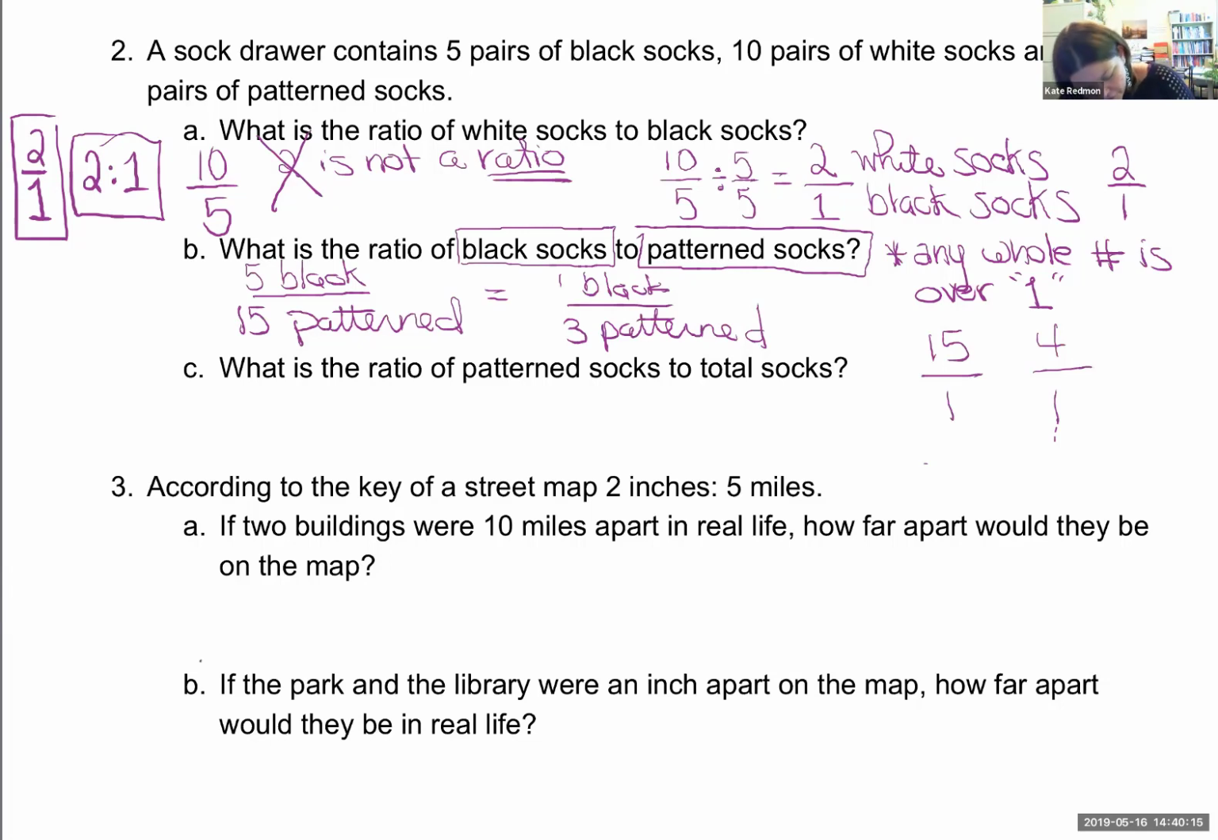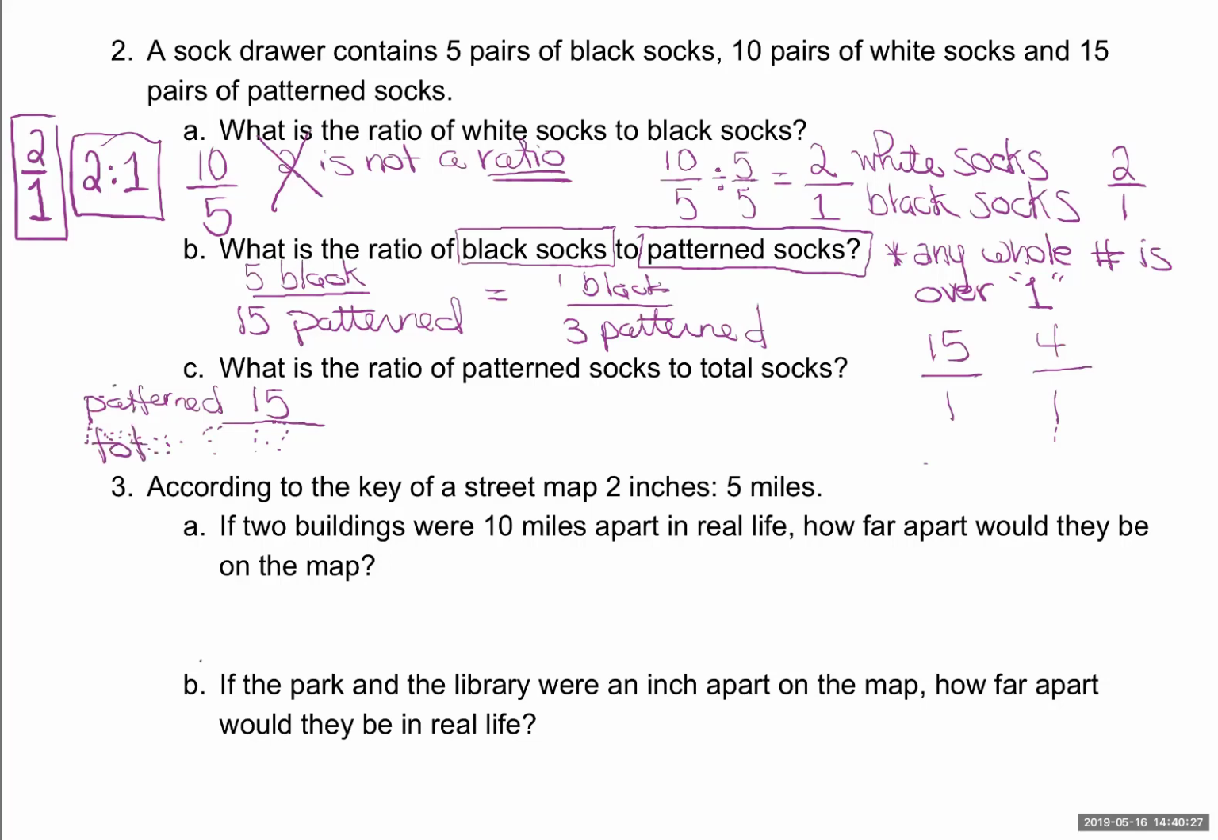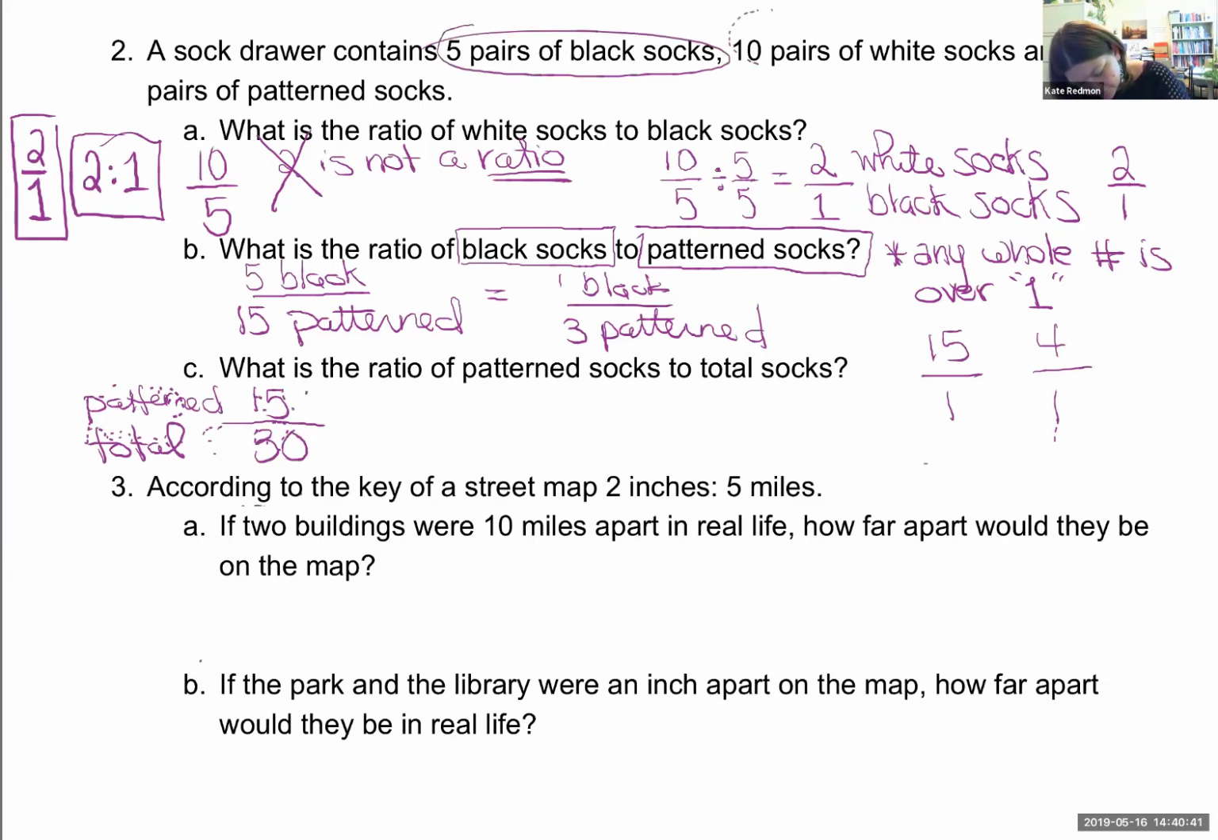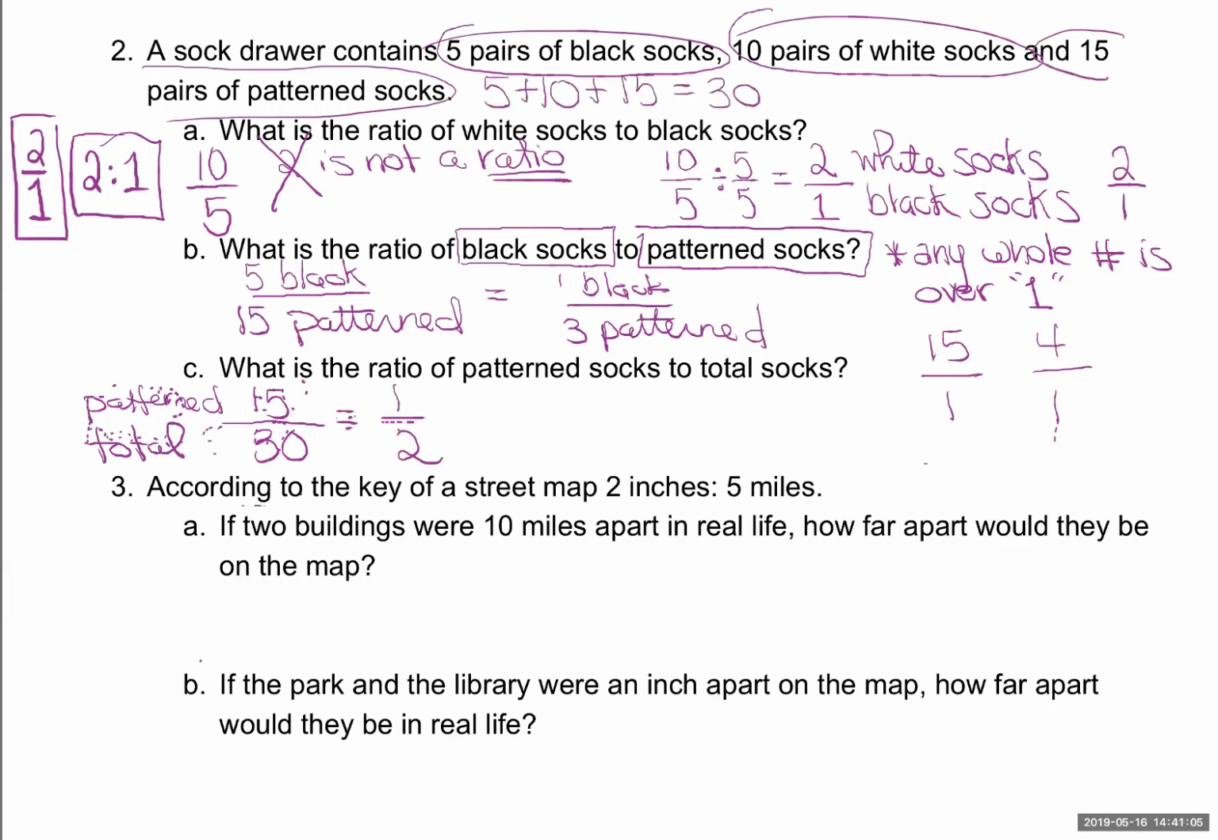So the ratio of patterned socks to total socks. What number should I have on top of my ratio? 15. Absolutely, there's 15 patterned. 15. And then what will I put on the bottom? And then 30 underneath. 30. Where'd you get that lovely number, sir? I don't have a 30 in my problem, so where'd that 30 come from? All the socks? 10 plus 15 plus 5. Absolutely. The total 30 is found by adding up all the socks.